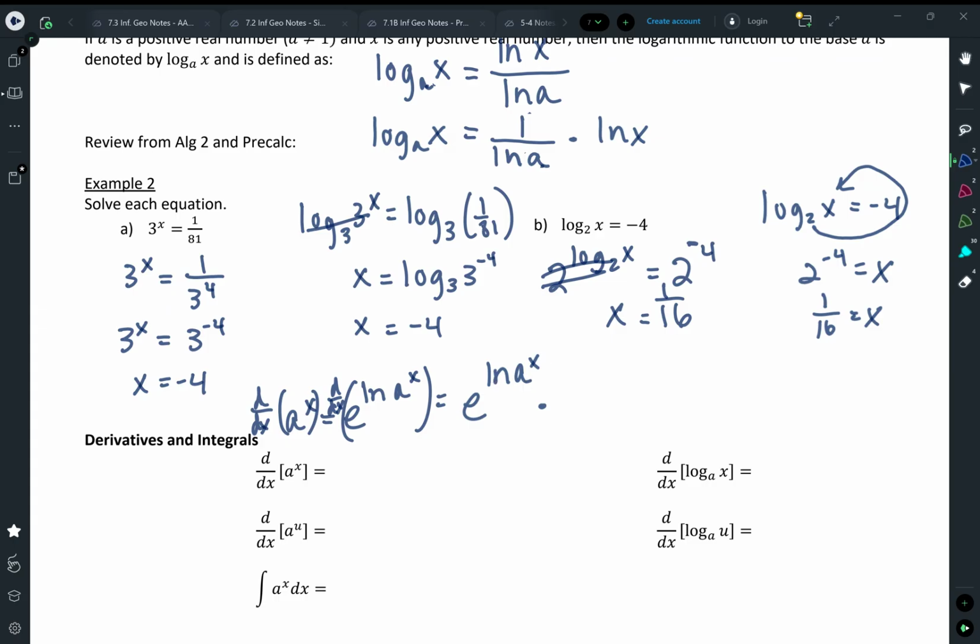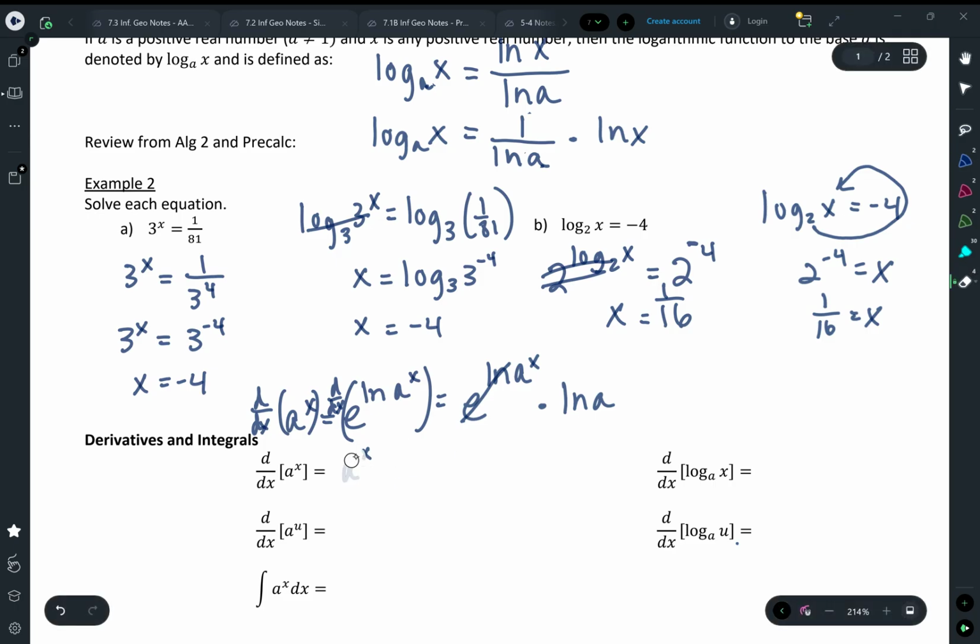And so really, that's just x times natural log a. So x times a constant is just going to be that constant. Okay? And then these two cancel out. So really this derivative is just a to the x times natural log a. And we should probably have the natural log a written in the front because it's just a constant.